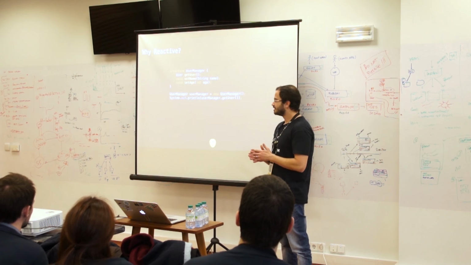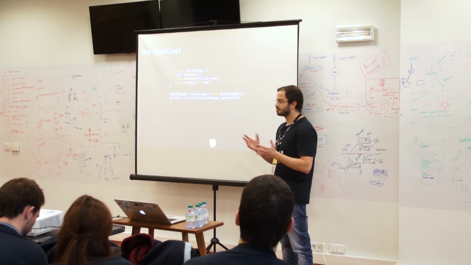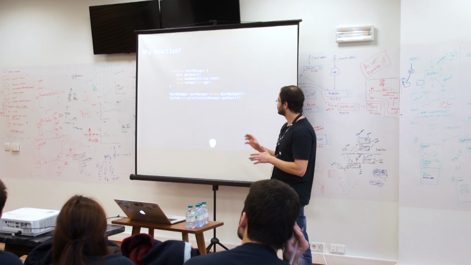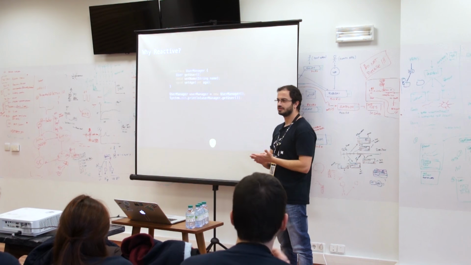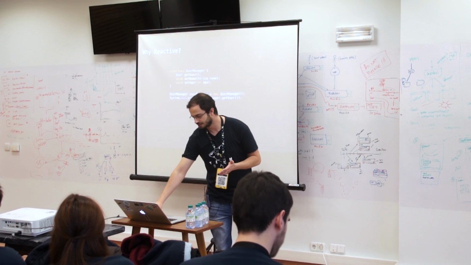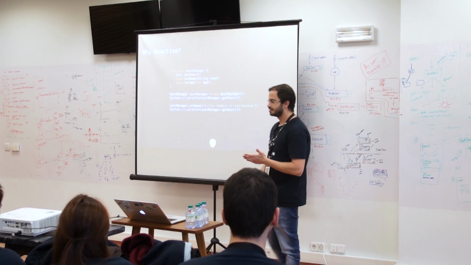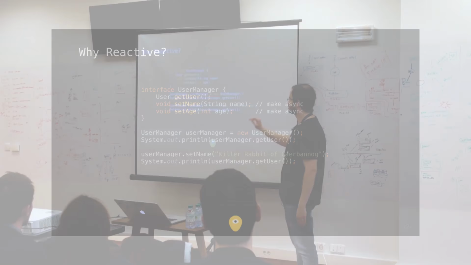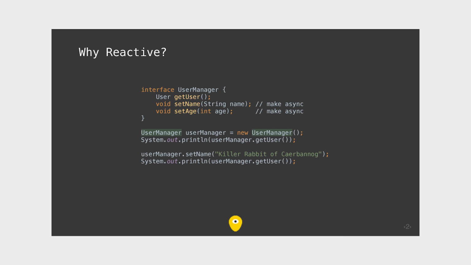You have here an interface which has three methods: getUser, and two setters, setName and setAge. This is a pretty simple thing where you take a user manager, set its name, and then print the result of it. This is single-threaded, so there's nothing special about it. You just set the name, and once you print the result, it will be what you are expecting. The name will be updated.